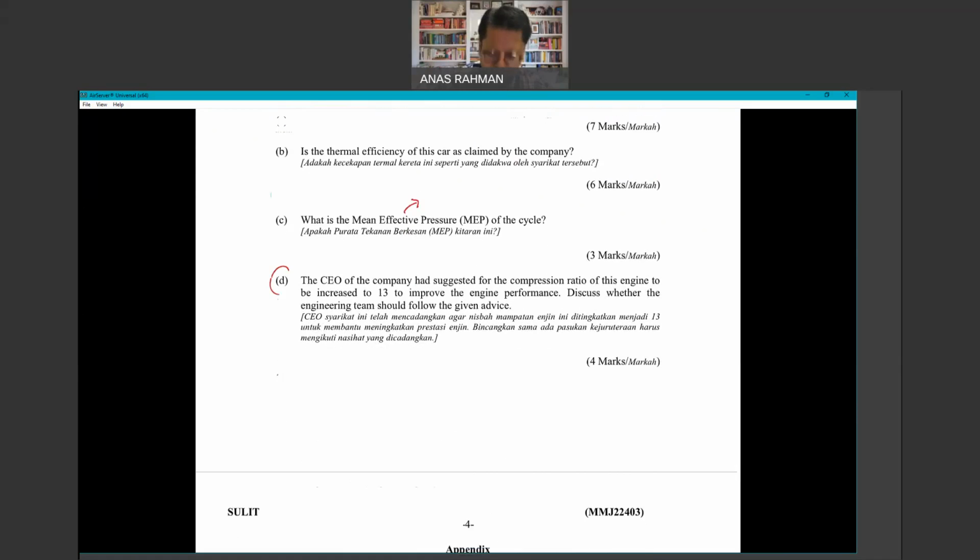And of course, the final part, the final question for question 1, D, you are given a scenario and you need to discuss whether the suggestion given by the CEO should be followed or not. So this is the discussion.